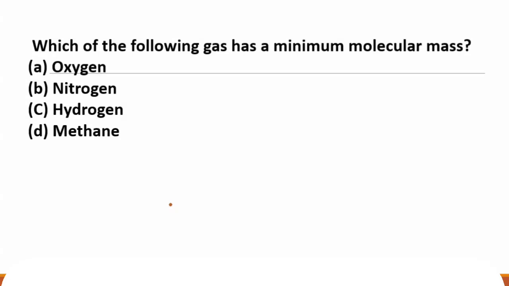Today we are going to see the MCQ related with thermodynamics. The first question, which of the following gases has the minimum molecular mass? Option A, oxygen. Option B, nitrogen. Option C, hydrogen. Option D, methane. So the correct answer is option C, hydrogen.